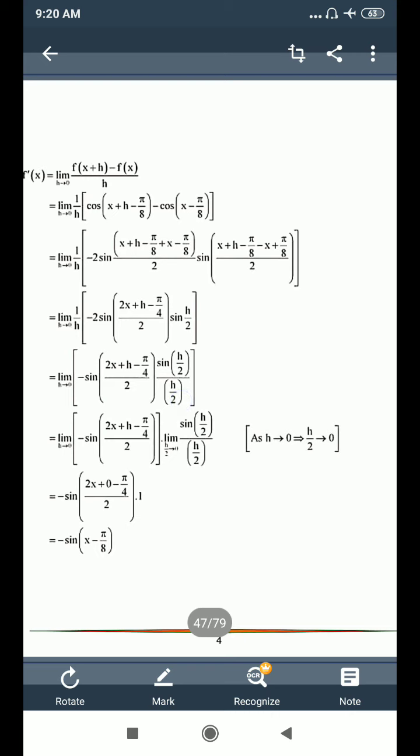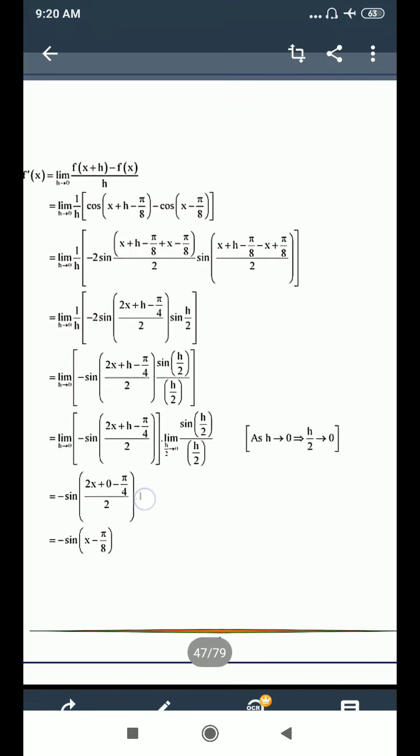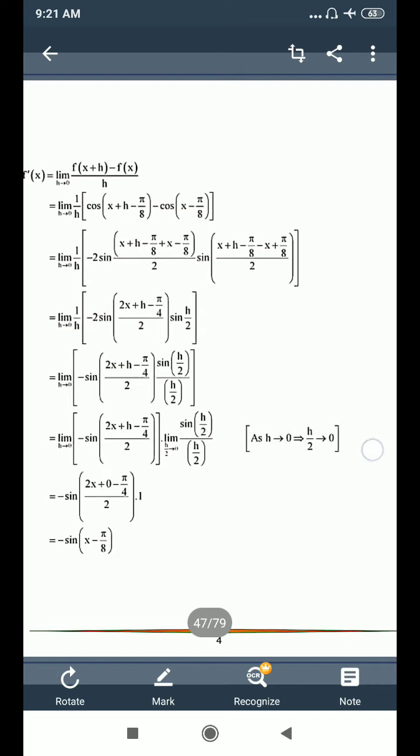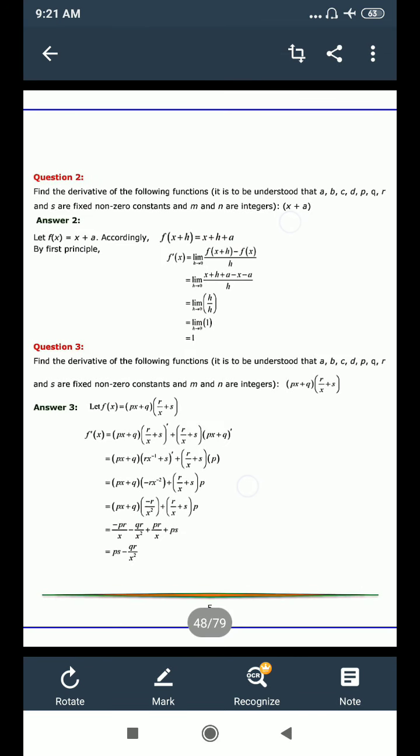Now apply limit separately on this and on this. So the limit h by 2 tends to 0 sin h by 2 upon h by 2. We know that limit x tends to 0 sin x upon x is 1. Using that property, this is 1. And in this you put h is equal to 0. So on replacing h by 0, you will get minus sin of (2 plus 0 minus pi by 4) by 2. And this is 1. In this way, we will have the value of this differentiation is minus sin(x minus pi by 8). Come to the question number 2.